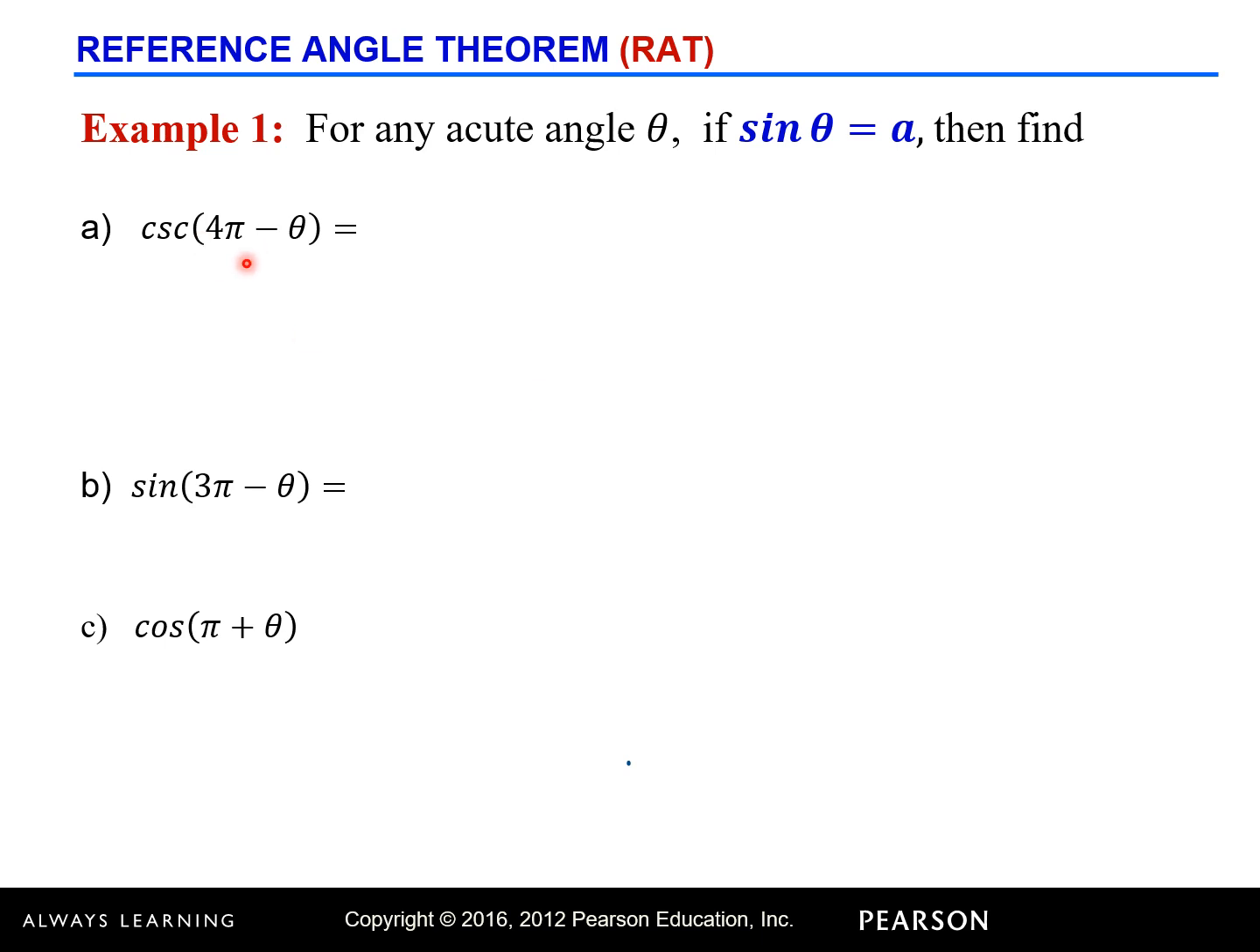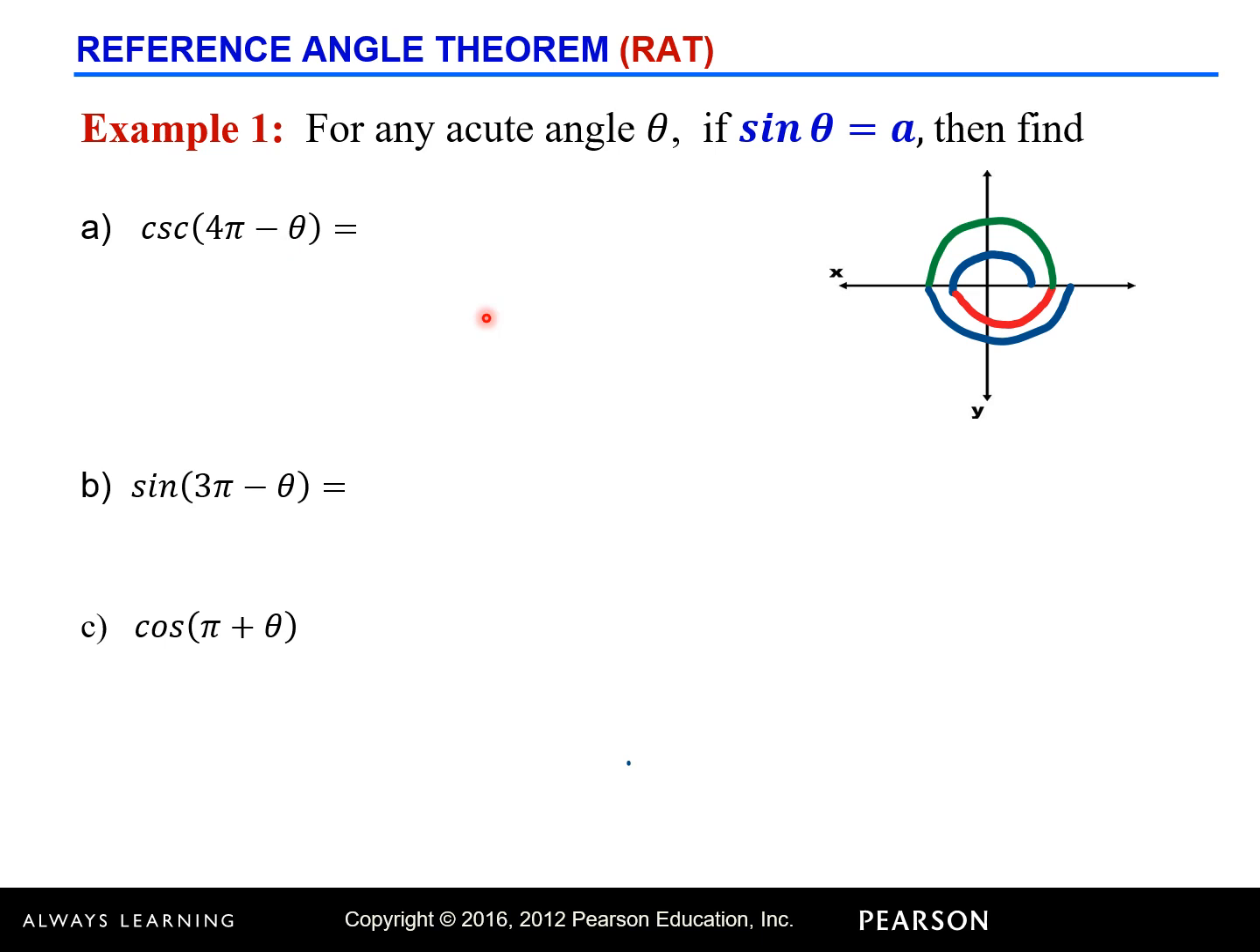So here we can see the angles that are 4 pi minus theta, 3 pi minus theta, pi plus theta. So we will be using the reference angle theorem. To start with, we need to know the location of this 4 pi minus theta. So let us draw. 4 pi is from this positive x-axis, this is pi, then 2 pi, then 3 pi, then 4 pi, then minus theta.